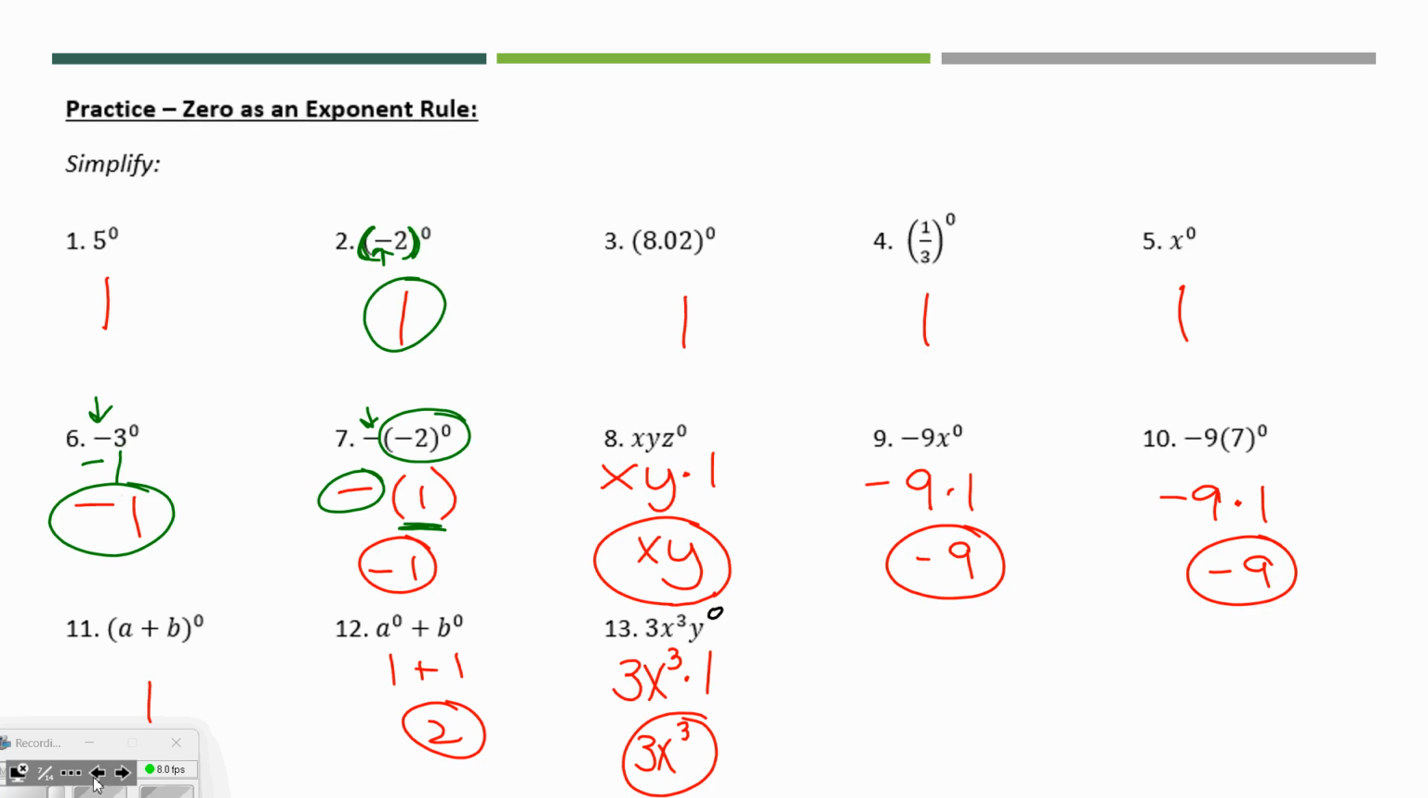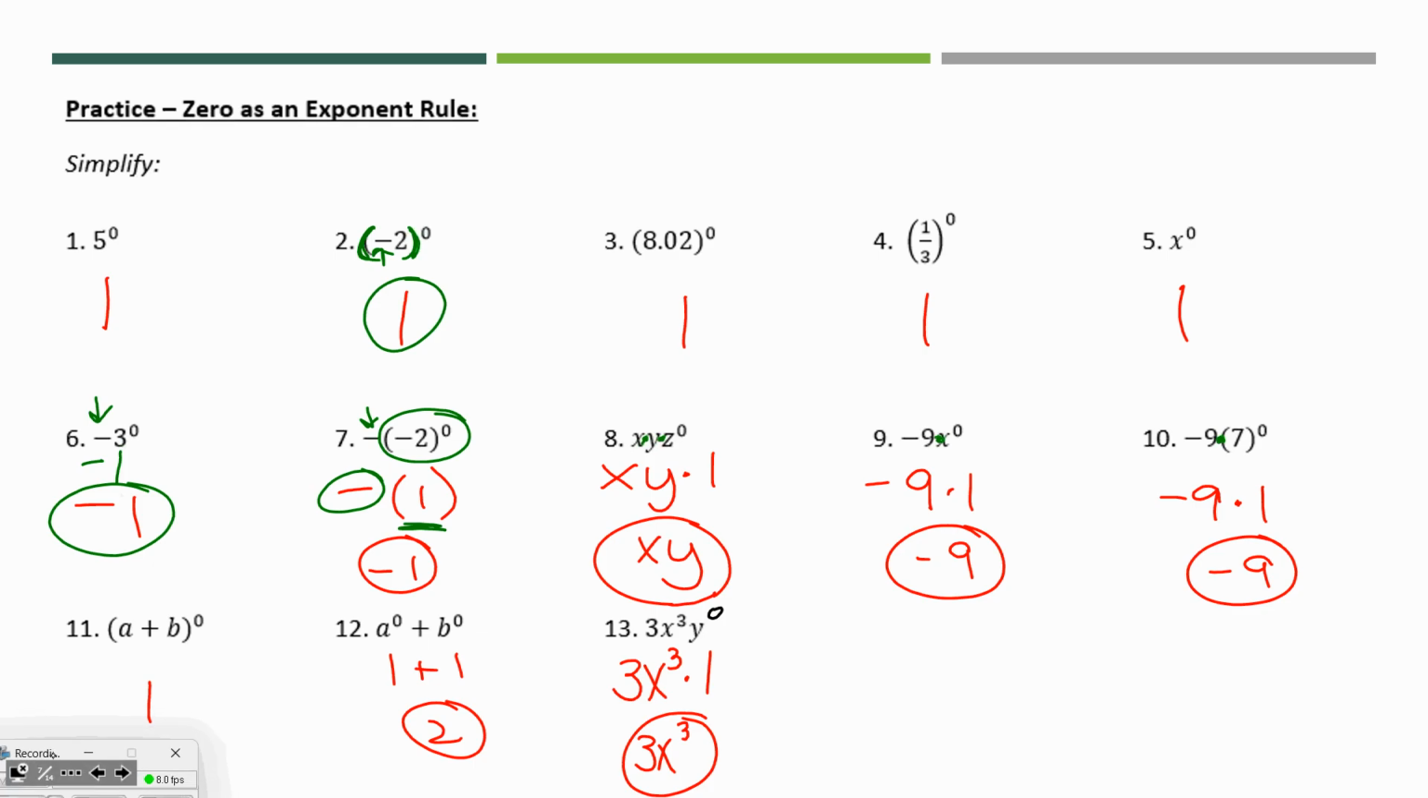Number 8, I don't have parentheses. The only thing being raised to the 0 power is the z. This means x times y times z to the 0. So the only thing that turns into the 1 is that z. Same thing with number 9. This is negative 9 times x to the 0. Same thing with number 10. Negative 9 times 7 to the 0. The 7 is being raised to the 0, but not the negative 9.